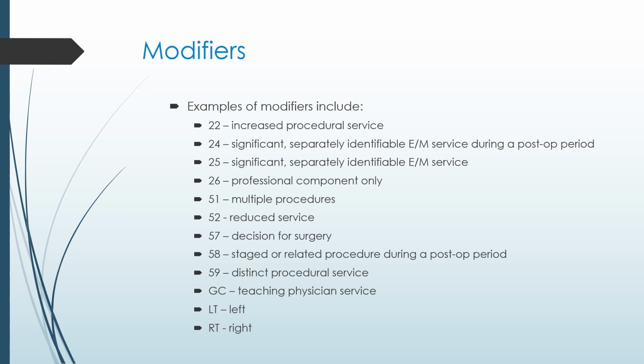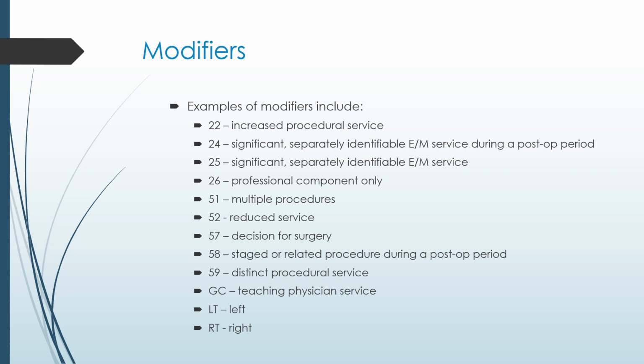Here are some examples of the most commonly used modifiers that we see in the physician practice setting. So we have modifier 22, which is that increased procedural service modifier. We have a modifier 24, and this is a modifier that we would use to report a new problem. We're evaluating a new problem during a post-op period. We have a modifier 25, and this is one that I'll talk about a little bit here. So modifier 25 is used to report if you're doing an evaluation and management service that led to the decision to do a minor procedure, such as a joint injection.